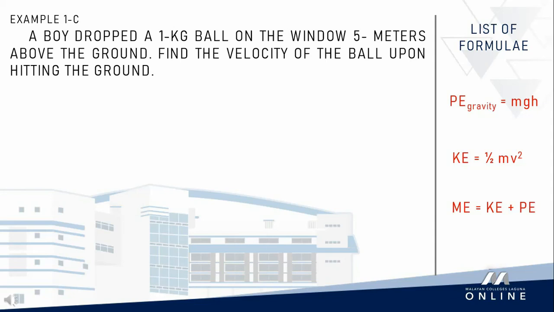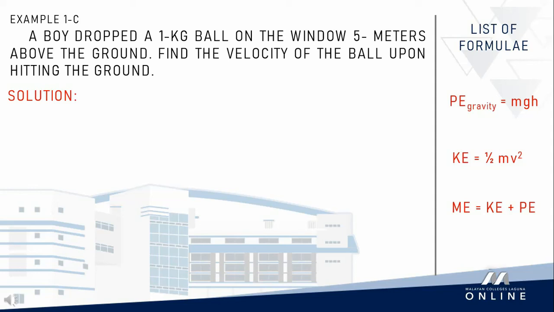Let us try to solve this last problem for this video. Still, this problem is related with the two previous problems. A boy dropped a 1 kilogram ball on the window 5 meters above the ground. Find the velocity of the ball upon hitting the ground. Again, we are asked to calculate the velocity of the ball upon hitting the ground. We can remember that the kinetic energy of the ball before hitting the ground is 49.05 joules, and the mass is 1 kilogram. I will pause this video and try to find the unknown variable.